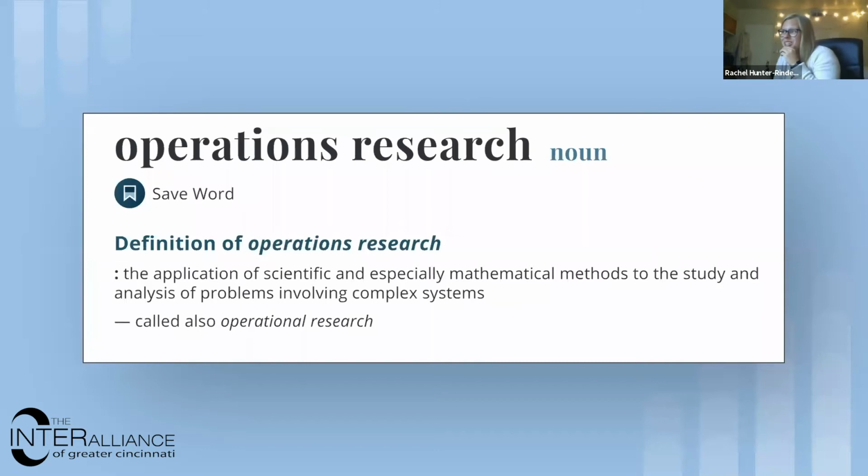And Merriam-Webster defines operations research as the application of scientific and especially mathematical models to the study and analysis of problems involving complex systems. So in a nutshell, essentially we're using applied mathematics to understand the situations and the systems that we operate in to make them work better. Does anybody have any questions so far? Does that definition make sense?